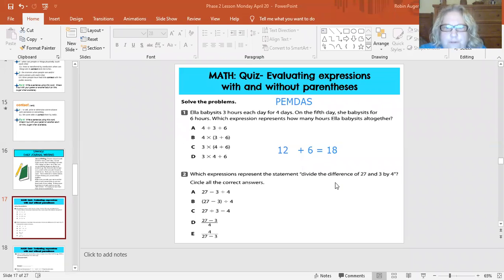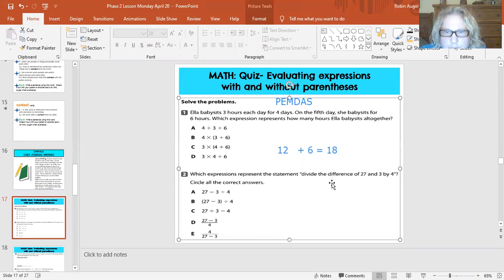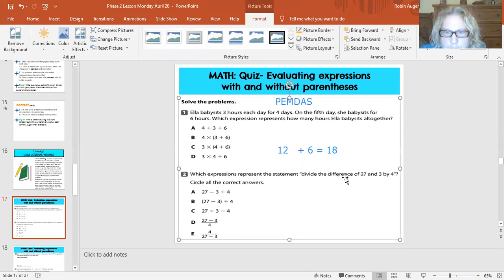So the difference, I wanted to underline that for us. I can't. Oh, that's right, I snipped it and pasted it. Okay, but anyways, we're looking at the difference. When we think of difference, that's one of our words that is a key to subtraction. So we need the difference of 27 and 3. So that means 27 take away 3. So that's what we have to start with in our head, okay?